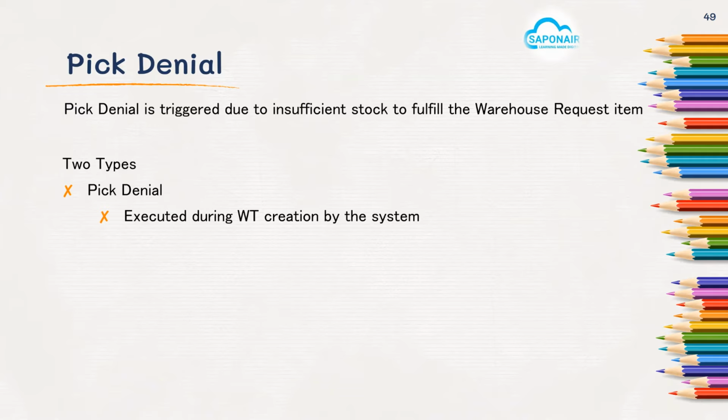So at the time of delivery, you can reduce your stock, or at the time of creation of a warehouse task, or at the time of confirming your warehouse task. Like three different levels you can do it. So at the time of delivery, at the time of warehouse task creation, and at the time of warehouse task confirmation. The three levels you can always use to do pick denial activities.